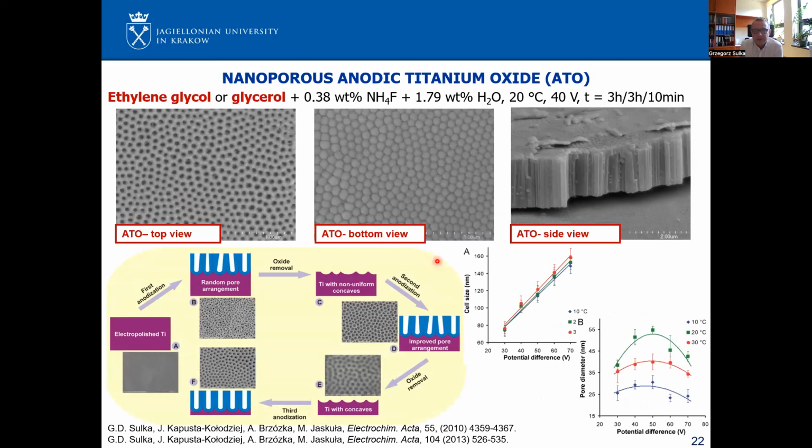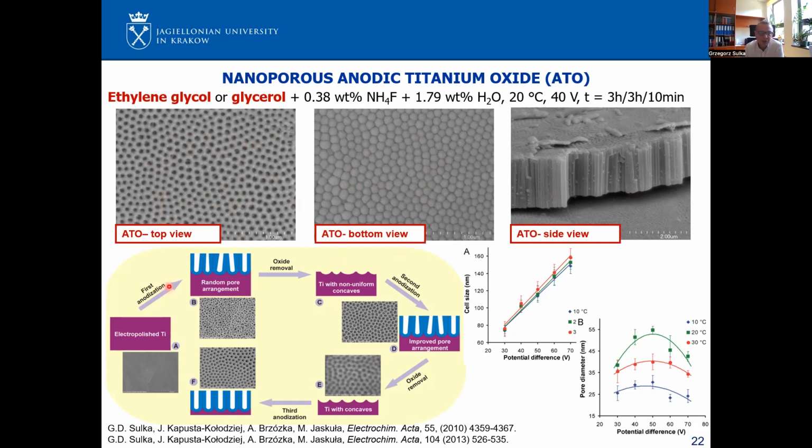Let's switch to another oxide. Now I will talk about titanium oxide, made also by anodic oxidation of titanium. But in that case, we are not using water-based electrolyte, but we have to use ethylene glycol or glycerol with addition of fluoride ion and water. As you can see, we can produce quite well-arranged nanoporous oxides on the top of titanium. There is a top view, bottom view, and cross-sectional view.